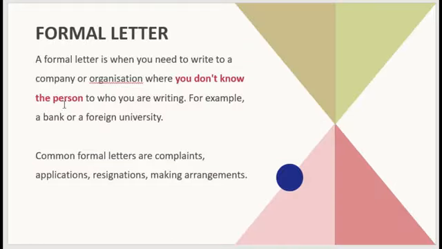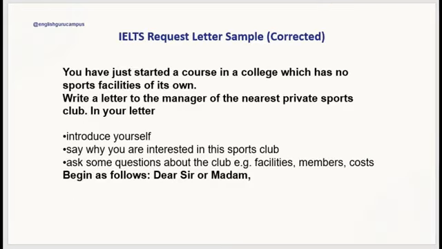And let's talk about what is a formal letter. A formal letter is when you need to write to a company or an organization where you don't know the person to whom you are writing. For example, a bank or a foreign university. So common formal letters are complaints, applications, resignations, making arrangements, and there are many, like suggestions, advising, this kind of letters. In this series we'll be talking about more kinds of letters.